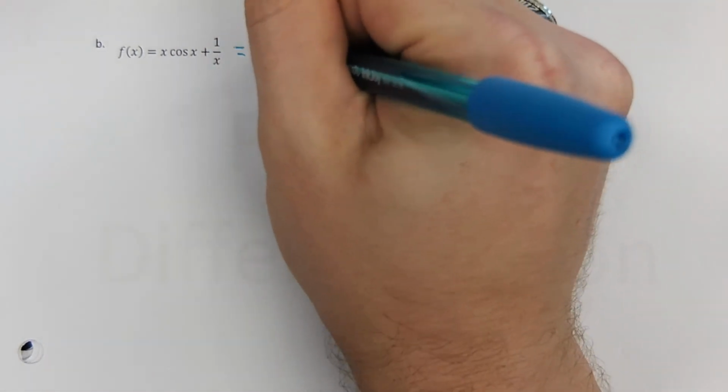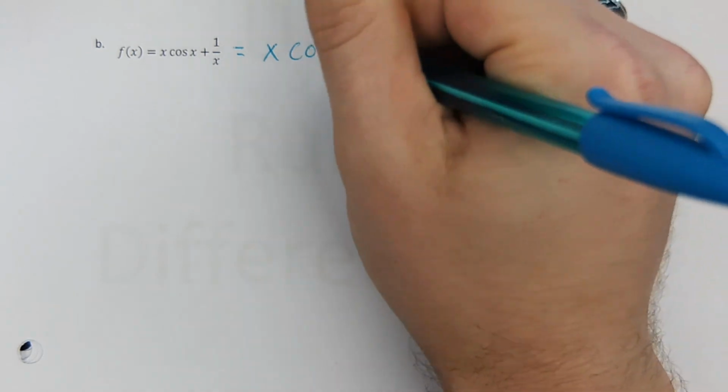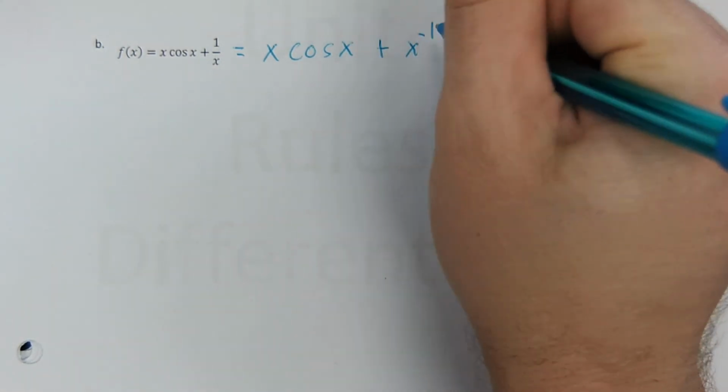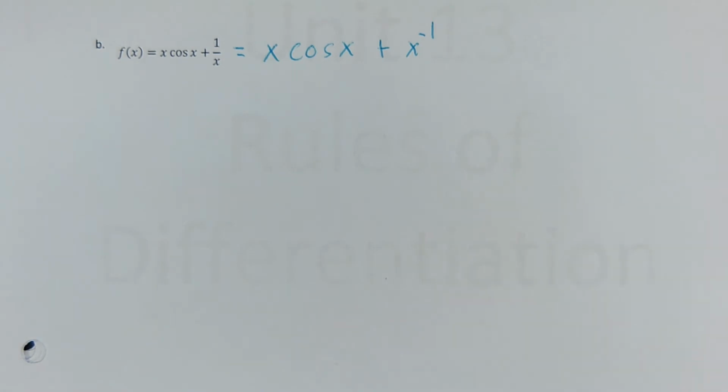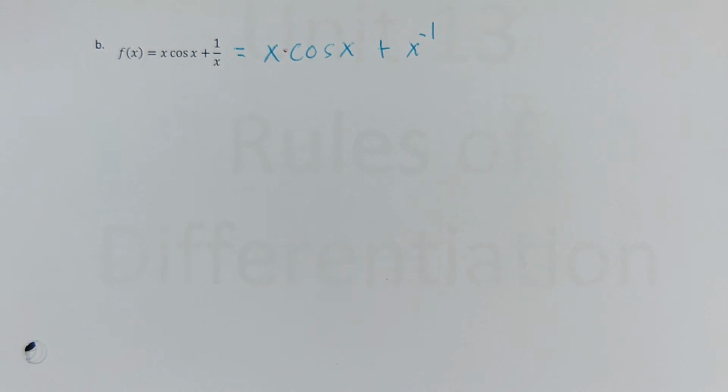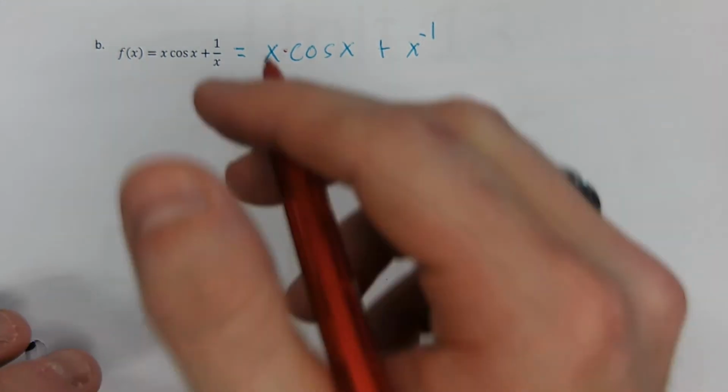Part B. Okay. Again, I don't want to have to deal with that 1 over x, so I am going to rewrite it as x to the negative 1. This is going to be an interesting question, because just finding the first derivative is going to require a product rule.